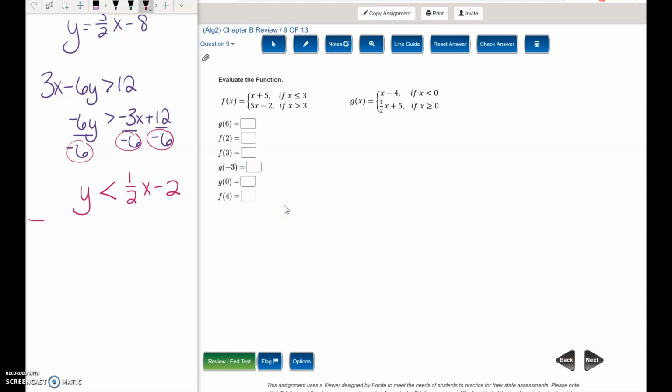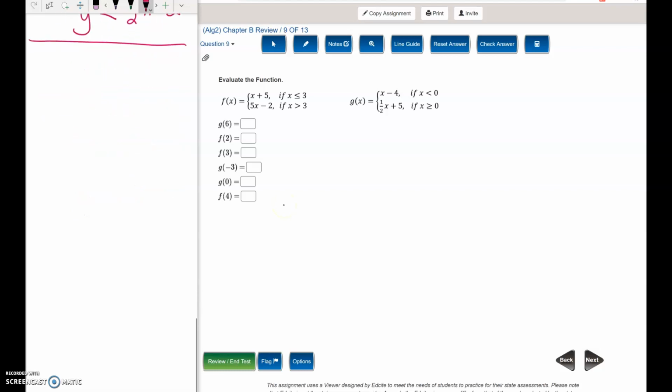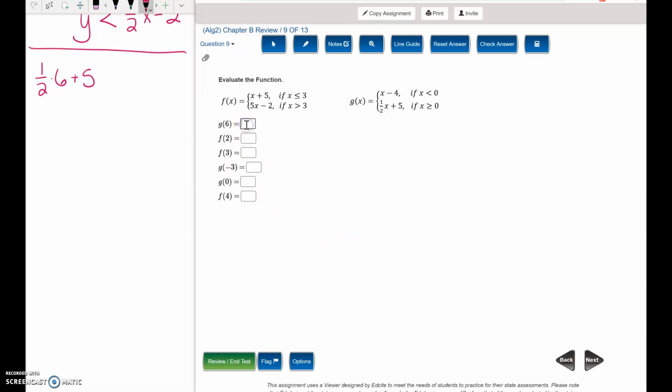Piecewise functions. We need to figure out which one to plug the number into. So g of 6, that'd be this g function over here on the right. 6 is definitely bigger than 0, so we're going to plug 6 into the bottom one. So 1/2 times 6 plus 5. Half of 6 is 3. 3 plus 5 is 8. So we type in 8.